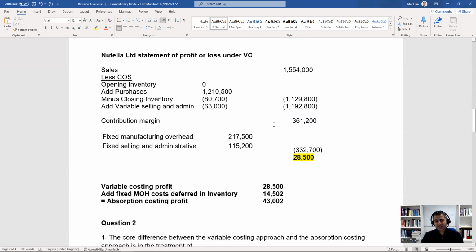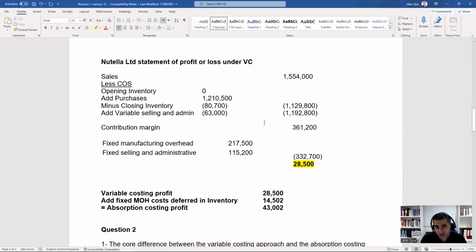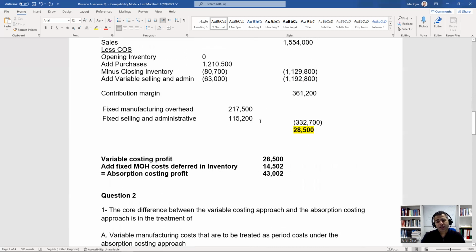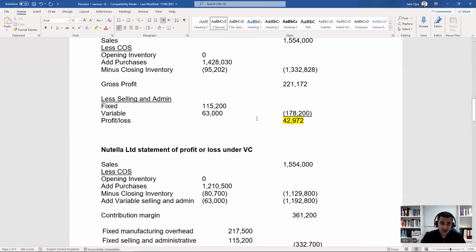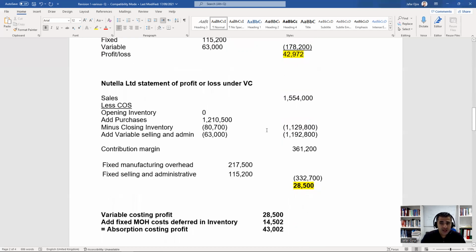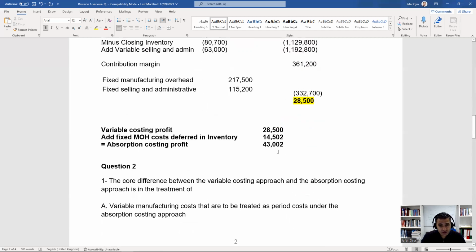So in this case, there is something interesting. There is a difference in profit. And that's one of the tricks here, guys, you need to look at. You might be asked why there is a trick. There is a slight difference in profit under absorption costing, which is the 42,972 and the 43,002. Very simple, guys, don't worry about it.